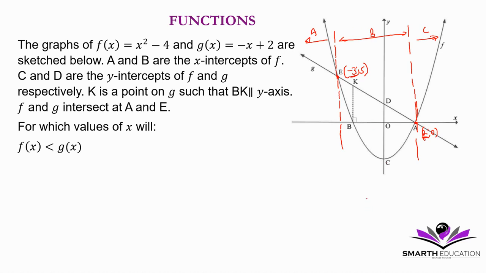Now let's check our graphs. When x is less than -3, g(x) is less than f(x), because g(x) is below f(x). This part, let me show you. This is g(x). It is less than f(x). This is f(x). See, f(x) is above g(x), so we don't want that region.